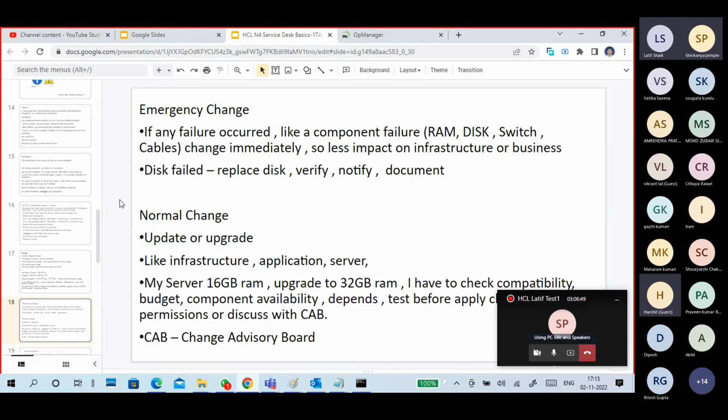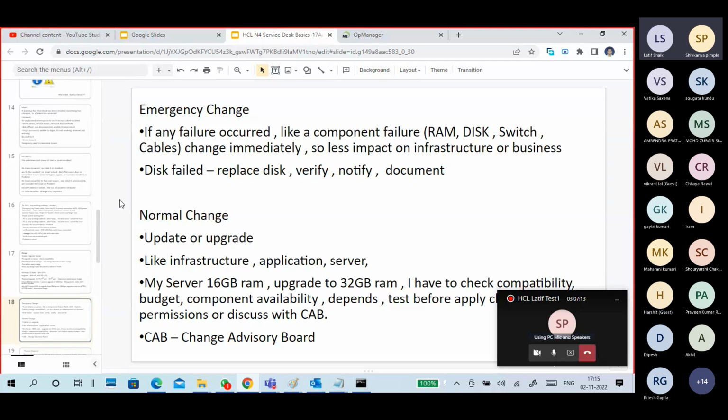That is the importance of change, whether it is a normal change or an emergency change. Finally, verification of the change and documentation of the change is very important. Notification of change, verification, notification, documentation is very, very important.